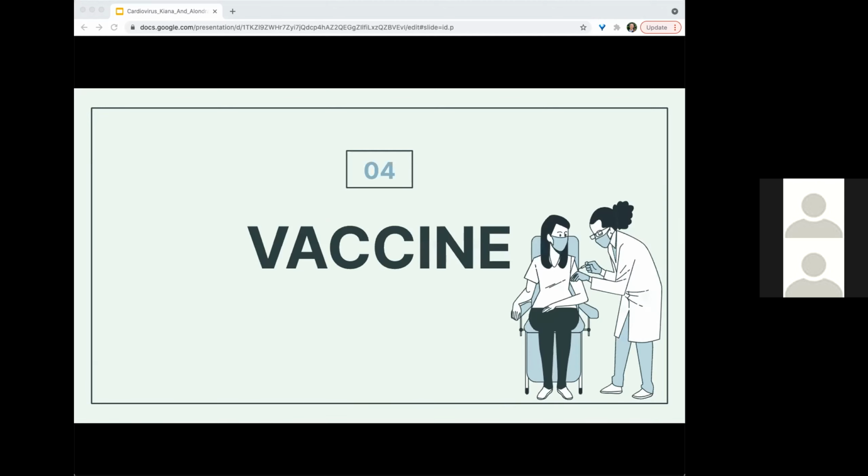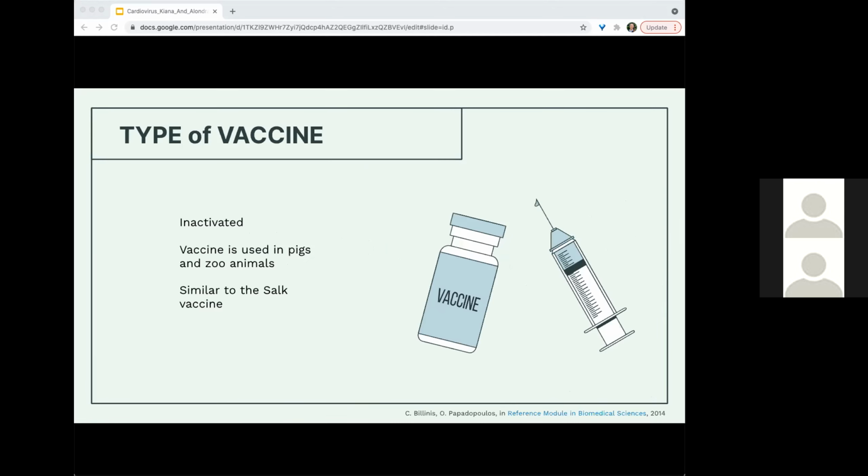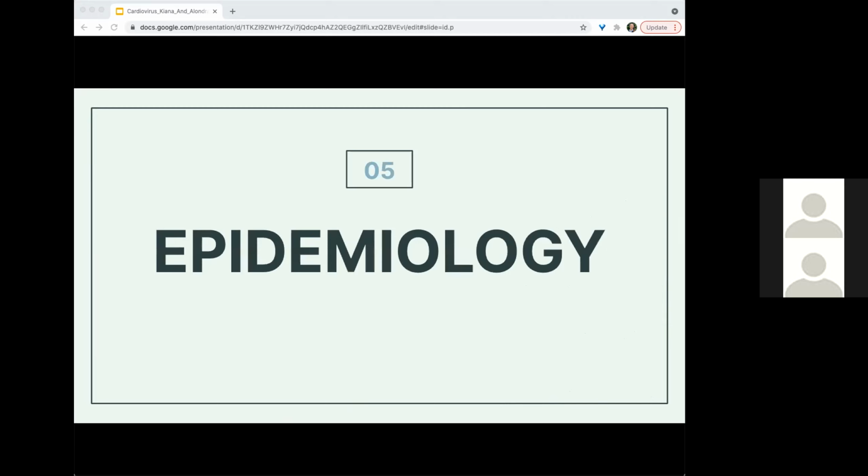So now about the vaccine. There is a vaccine used on pigs and zoo animals to prevent disease. It contains an inactivated form of the virus. This is analogous to the Salk vaccine, which was used against polio. And finally, we'll end with epidemiology.